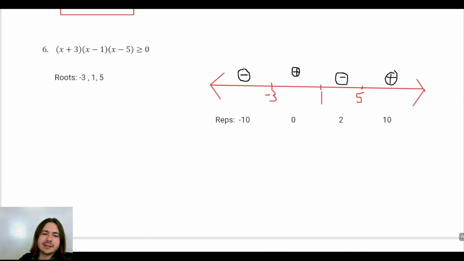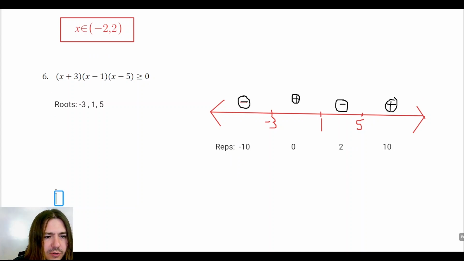If I plug in 0, I'm going to get a positive times a negative, which is positive. And if I plug in 2, I'm going to get a positive times a negative, which is negative. If I plug in 10, I get a positive, so it is positive. But the shortcut here is you've got to be really certain that you got this first one right. But if all the roots are just singular roots, then this sign will just alternate each time.